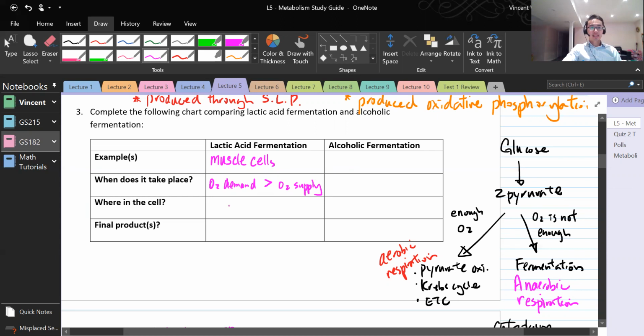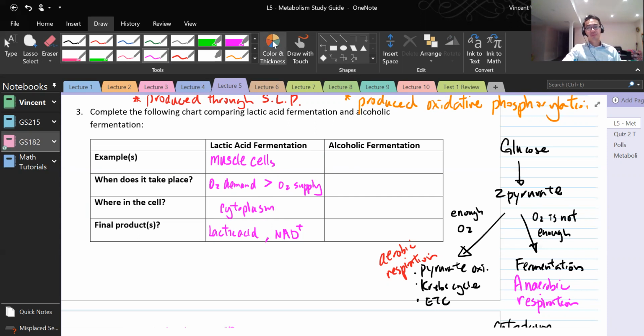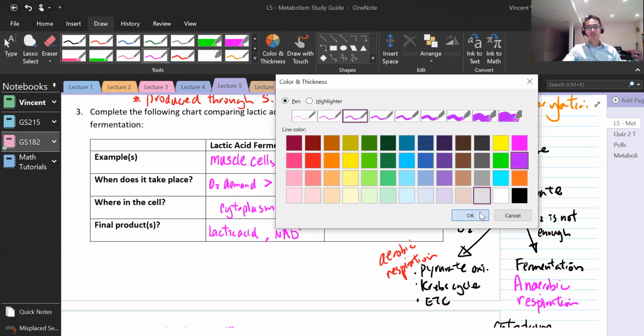Where does this happen in the cell? It happens in the cytoplasm. We will generate lactic acid or lactate. The most important thing is to regenerate NAD+. I'll explain what that means in a bit. We'll just fill this in first.